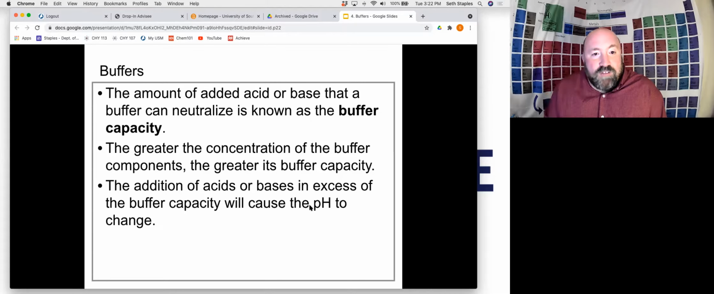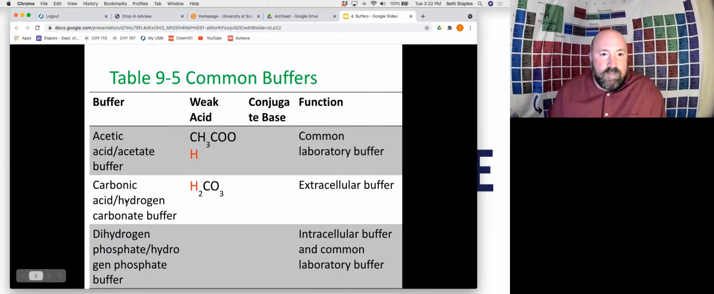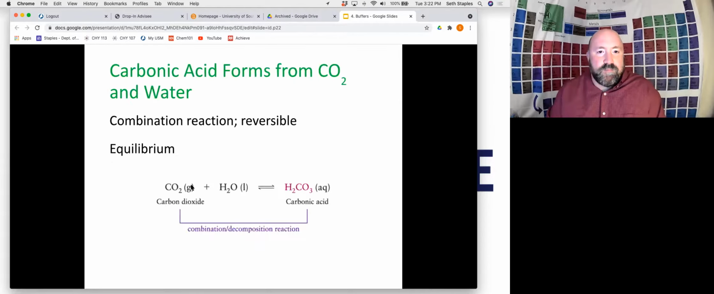The greater the concentration of our buffer components, the greater its buffering capacity. And like I said earlier, the addition of any acids or bases in excess of this capacity will now cause our pH to change. And we've actually already seen some of these, just some common buffers.